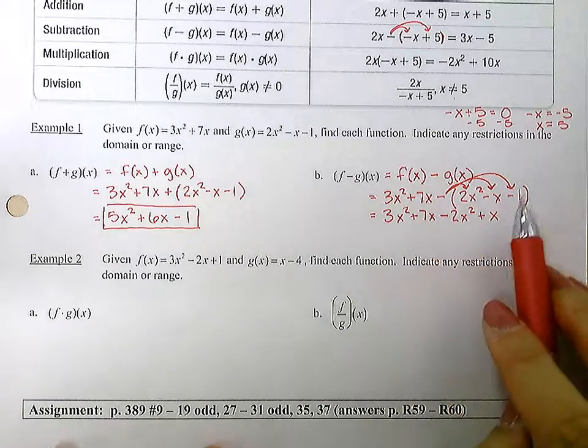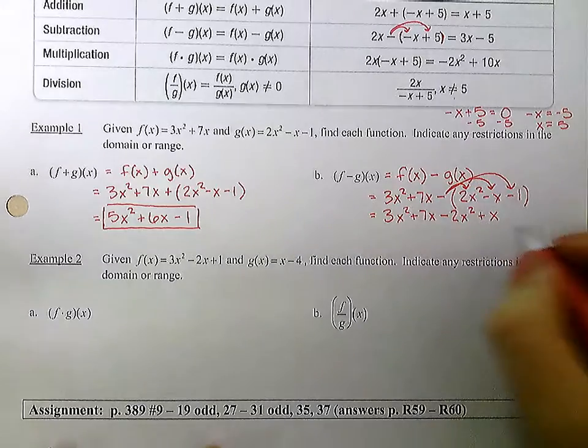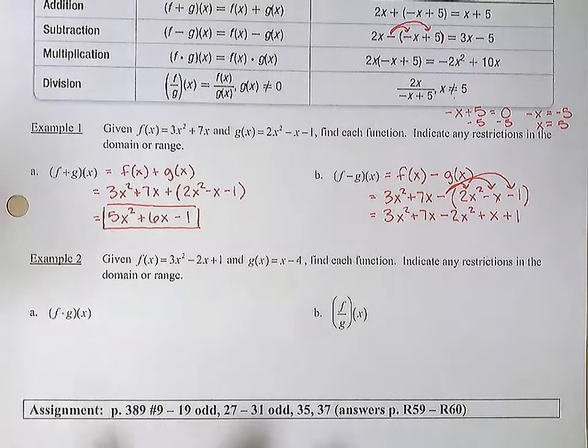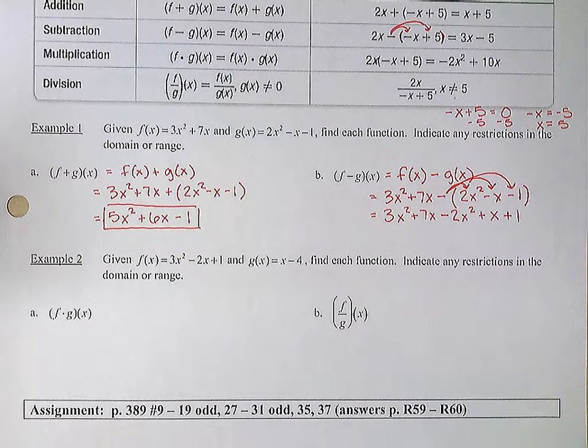Okay, and again, negative 1 and negative 1 multiplied together turns into a positive. So don't forget that step. Now I can combine like terms.